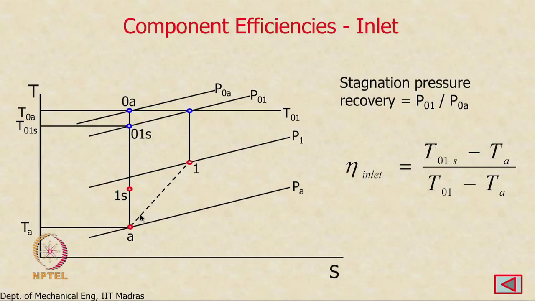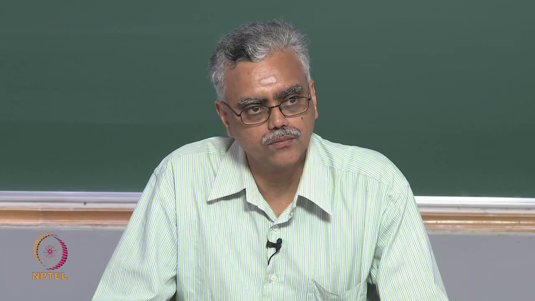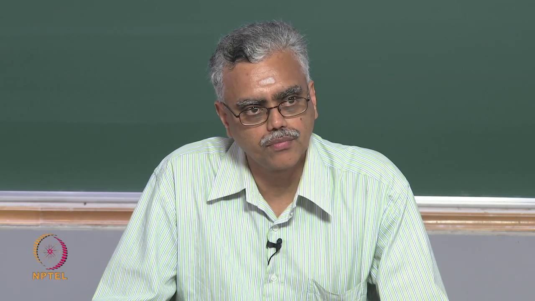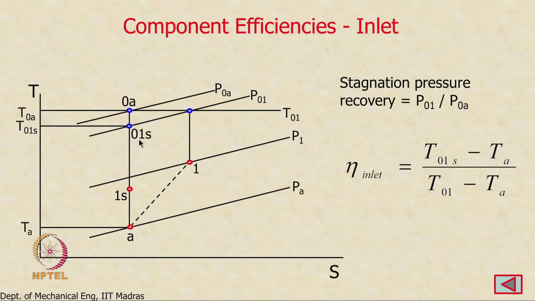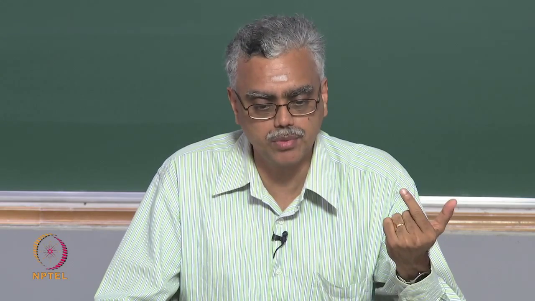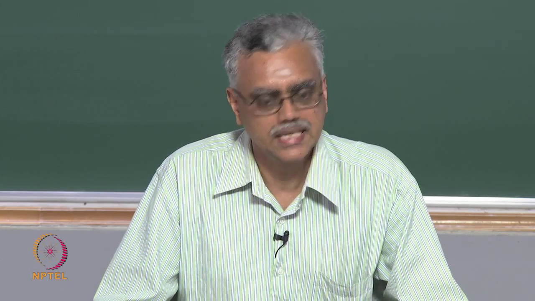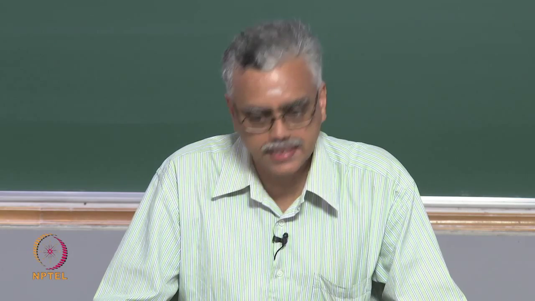Why is there a loss of stagnation pressure if we are assuming it to be an isentropic process? Yes, I am assuming it to be an isentropic process only until I reach stagnation pressure P01s. I am not assuming it is an isentropic process all the way. If I do that, then the efficiency is 100%. Remember, there is a loss of stagnation pressure. In the actual intake, there is a loss of stagnation pressure.